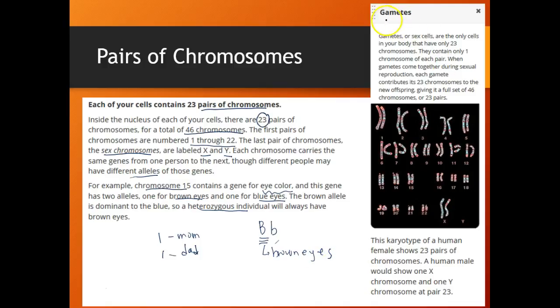Okay, remember when we talked about gametes, or sex cells, sperm cells and egg cells? They're the only cells in your body that only have 23 chromosomes. They only contain one chromosome of each pair. The reason why is because during sexual reproduction, we're going to have a joining of two gametes, a joining of sperm and egg. And when those two gametes join, it gains the total of 46 chromosomes or 23 pairs.